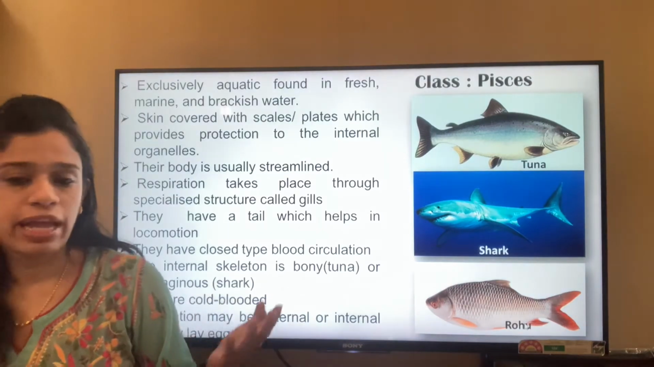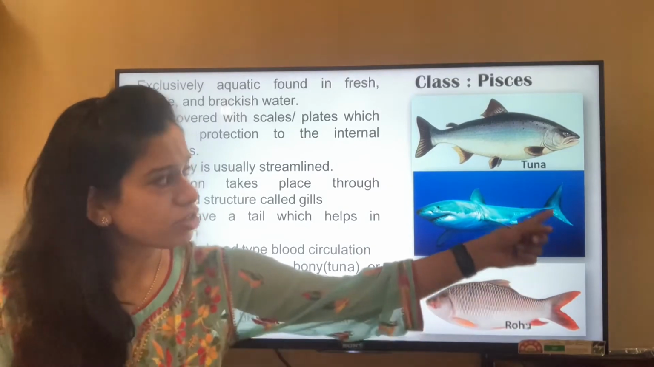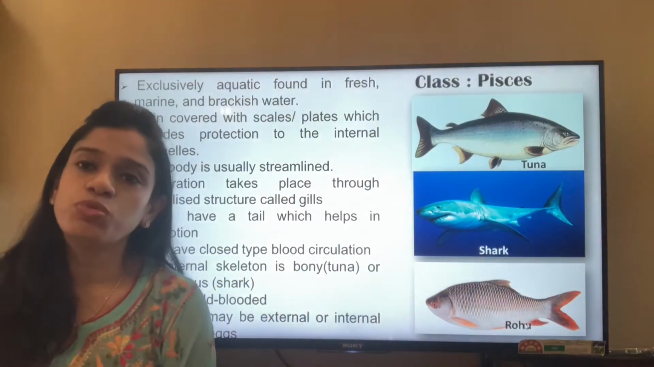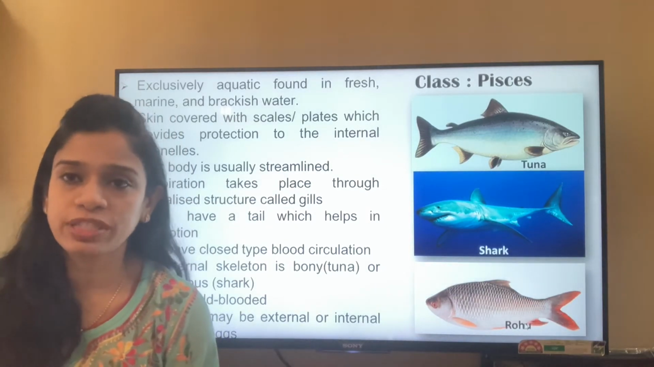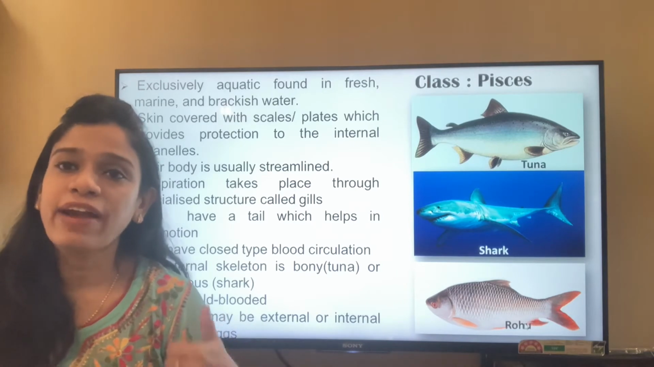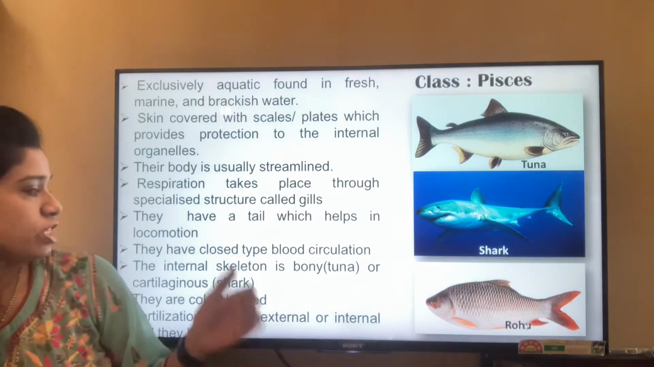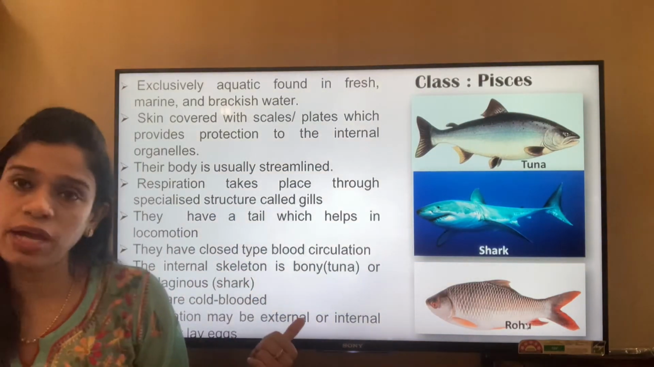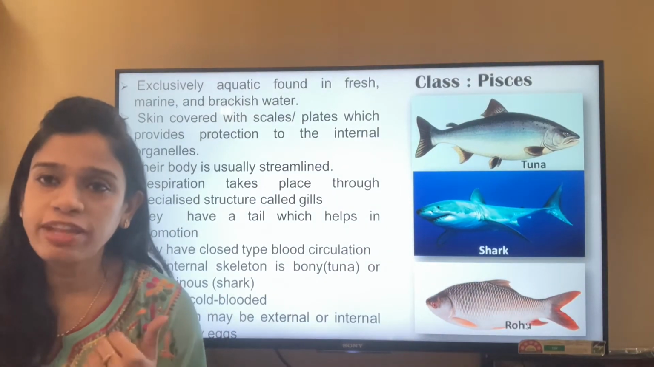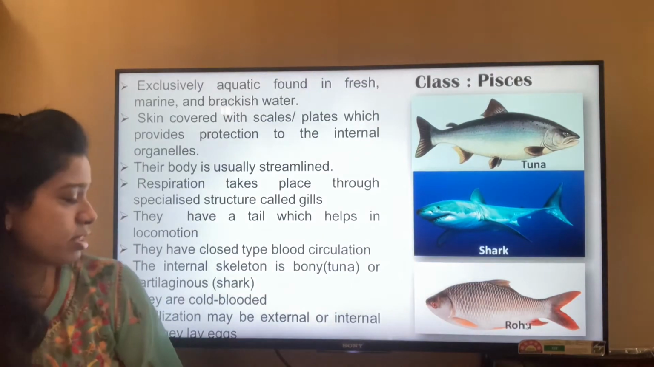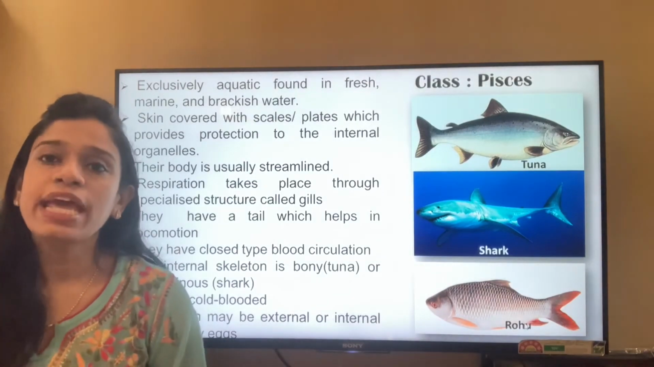Their bodies are streamlined. They have a tail which helps in locomotion. The presence of the tail in each of them helps in locomotion and also helps them guide or change direction during movement, because it acts like a rudder for determining the direction, and helps in the movement of the fishes in water. They have a closed type blood circulation, because from the outside we cannot see any nerve or any veins carrying blood. So they have a closed type blood circulation, and their body structure is of 2 types.